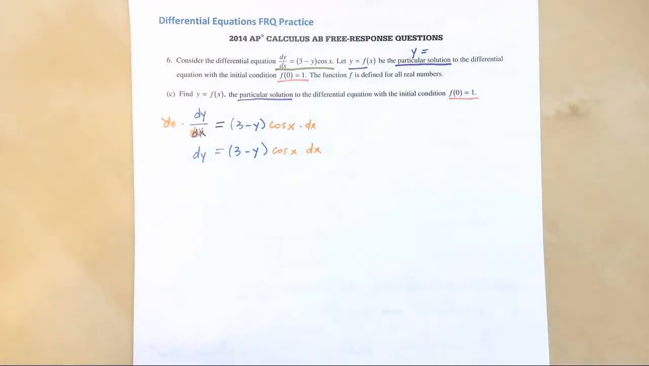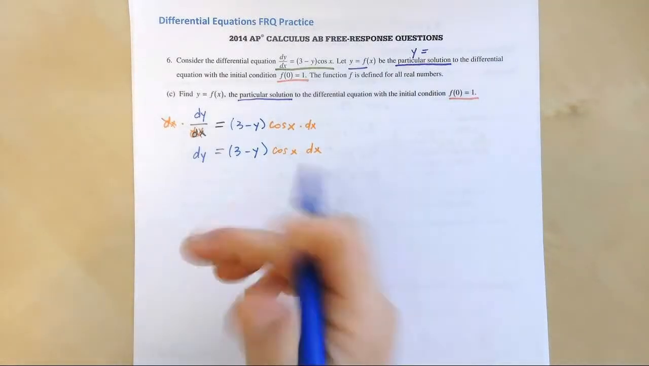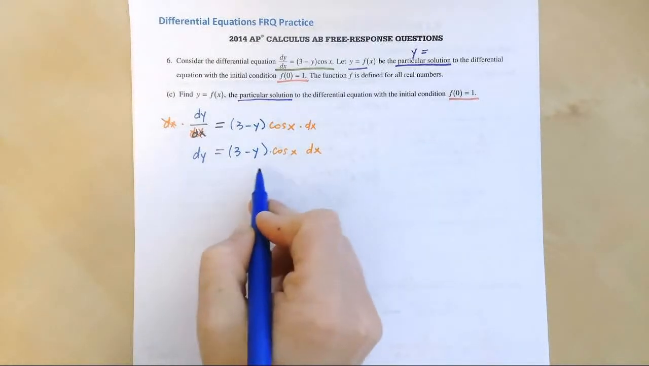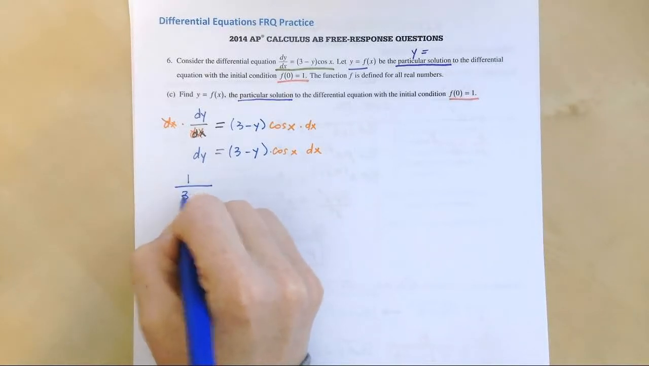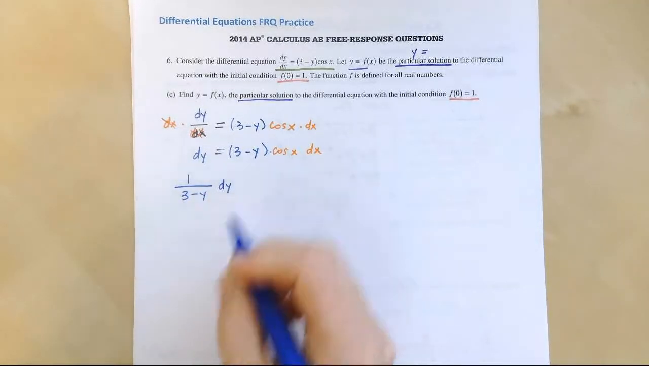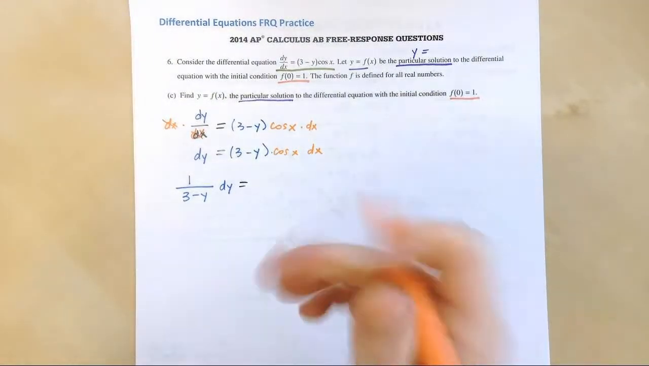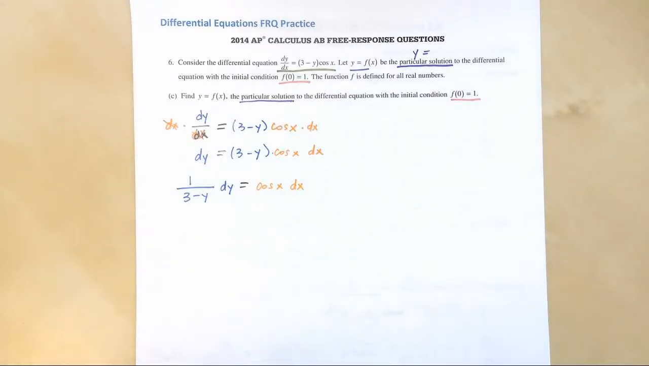Cool. So then the next thing we want to do is get this blue piece, this y piece, onto this side. These operations are multiplication, so we're just going to divide by 3 minus y on both sides, and remember I told you to write it like this, 1 over 3 minus y dy, because we know we're going to integrate eventually, equals cosine x dx. Cool. Now that we have separated, we can go on to the next step.